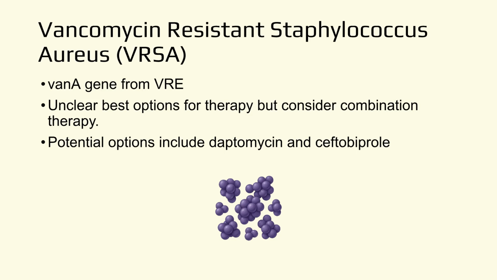For vancomycin-resistant Staph aureus, it has the VAN-A gene, which makes it fully resistant to vancomycin. For both VISA and VRSA, it's not clear what the best options for therapy are, but in general, you might want to consider combination therapy, and some options may include daptomycin and ceftobiprole. Not necessarily in combination.